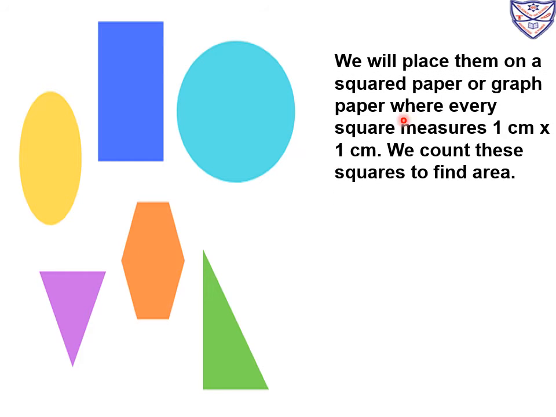Now in the figures given below, which one has the larger area? It is difficult to tell just by looking at these figures. We can't say which one is bigger and which one is smaller. So what will we do? We will place them on squared paper or graph paper where every square measures 1 centimeter by 1 centimeter. Means we place these shapes on graph paper so that we will come to know which one is smaller and which one is greater by counting the squares.